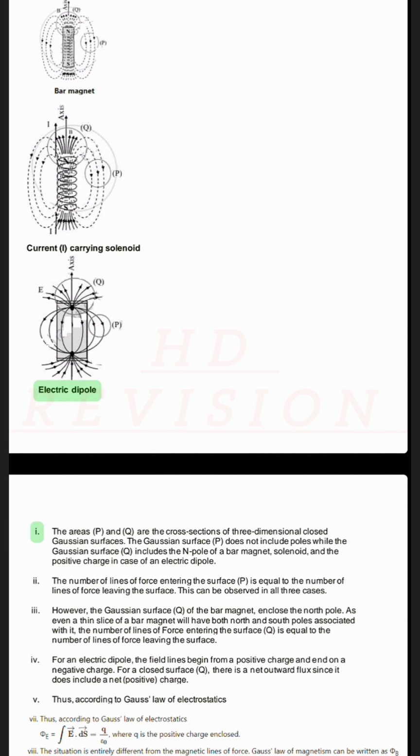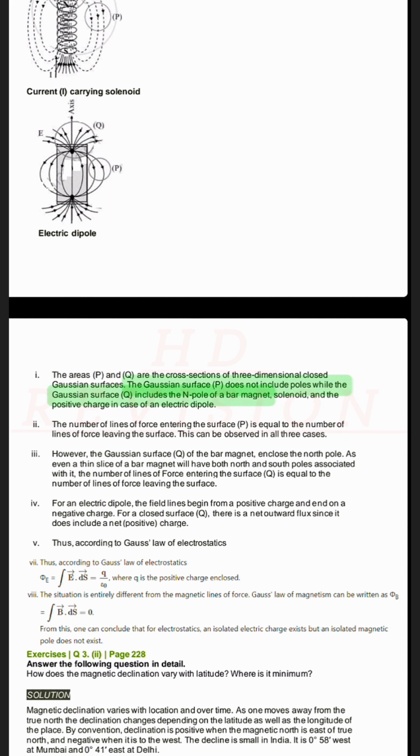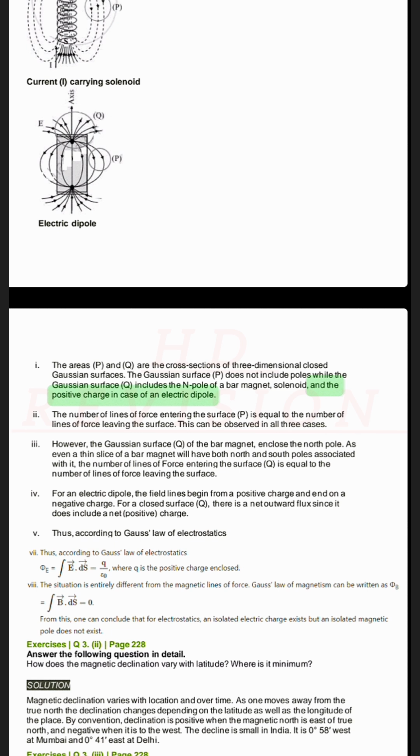Current I carrying solenoid, electric dipole. The areas P and Q are the cross-sections of three-dimensional closed Gaussian surfaces. The Gaussian surface P does not include poles, while the Gaussian surface Q includes the N pole of a bar magnet, solenoid, and the positive charge in case of an electric dipole.